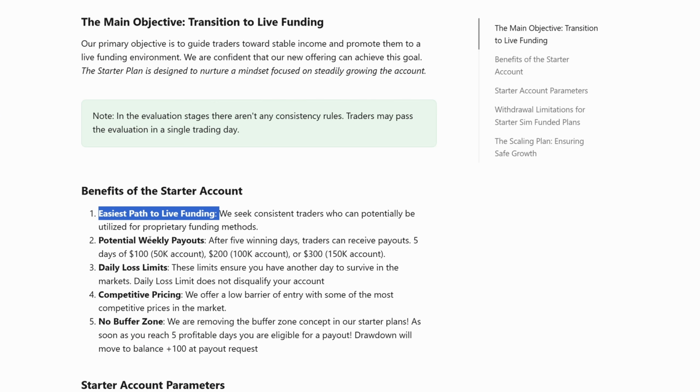Potential weekly payouts. This is a big pro out here. And that is the fact that after 5 winning days, a trader can request a payout. Now in the 50K account, a winning day counts as a trader making $100. So weekly payouts are a possibility.